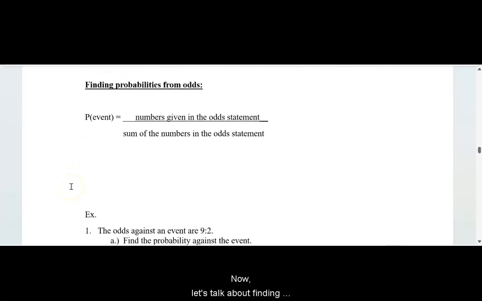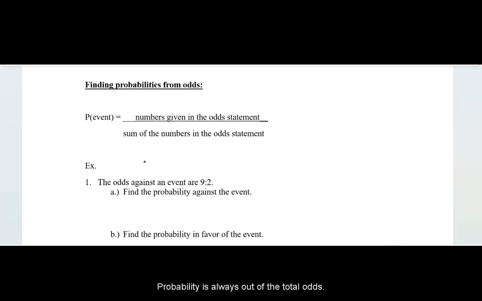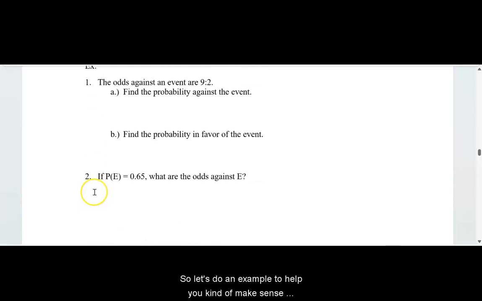Now let's talk about finding probability from odds. So when you're looking at probability from odds, you have the numbers given in the odds statement. And then remember, this is the sum of the numbers. Probability is always out of the total. Odds, you split the total. So let's do an example to help you make sense of what I just said. Sometimes it's easier to understand when you see something.